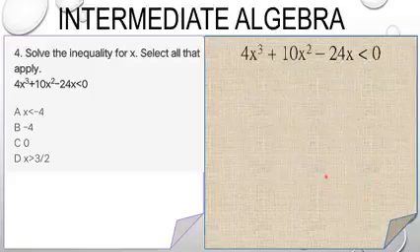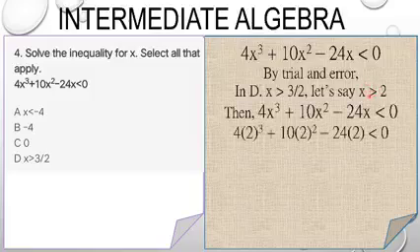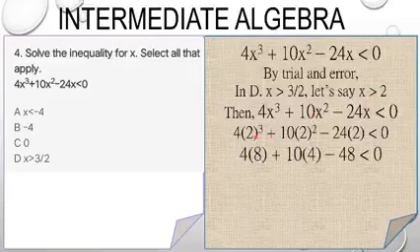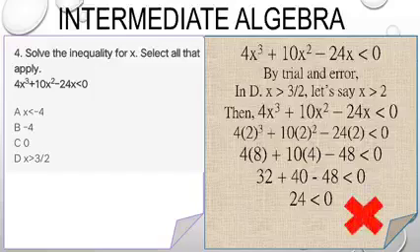Proceed tayo sa last option, which is x is greater than 3 halves or 1 and a half. So let's say gagamit tayo ng x which is equal to 2. Okay, it should be equal to 2. So lahat ng x magiging 2. So we have 2 cubed is equal to 8. 2 squared is 4. 2 times negative 24 is negative 48. Then multiply. Then add and subtract. The answer is 24. Is 24 ba less than 0? No. Mas mataas yung 24 compared to 0. Therefore, letter D is not a possible answer.